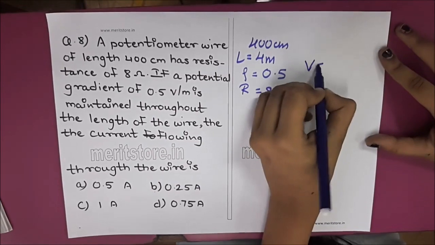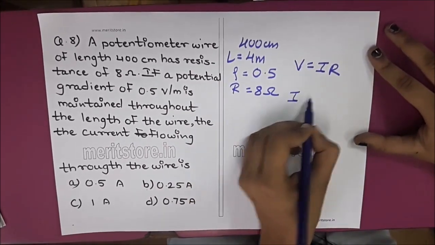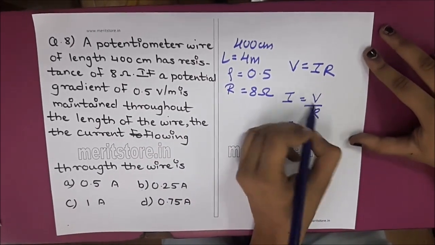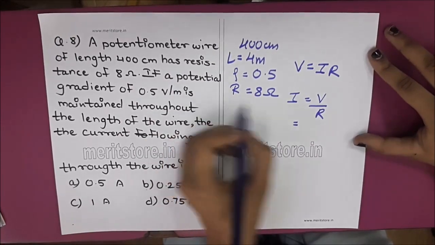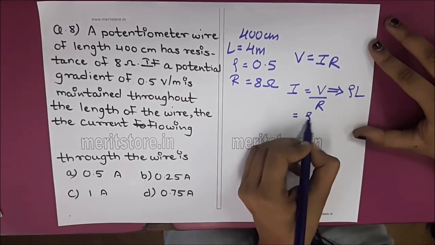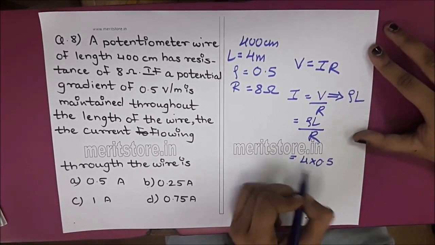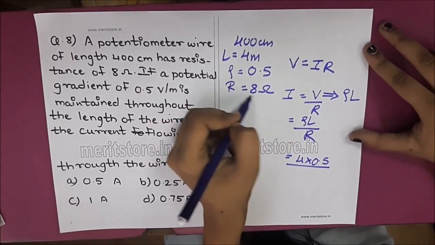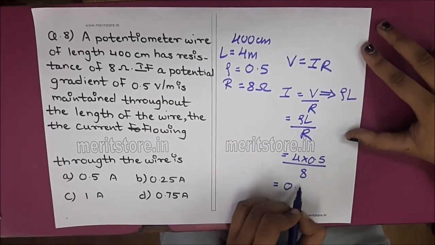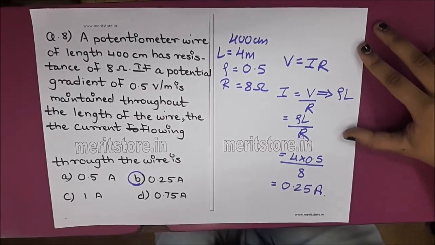We know that V is equal to IR. We have to find out I. Therefore I will be equal to V by R. But we do not have V. We have rho and L. We also know that V is equal to rho L. So I will be rho L by R, which is 4 into 0.5 by R is 8 ohms, is 8. When you solve this, you get the answer as 0.25 amperes. Option B is the correct option.